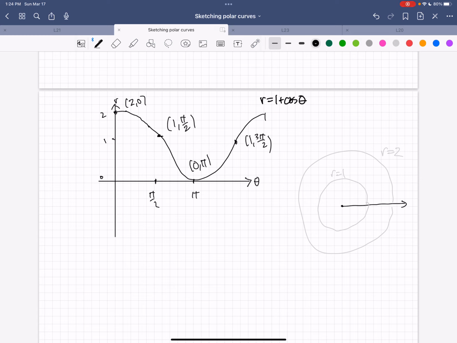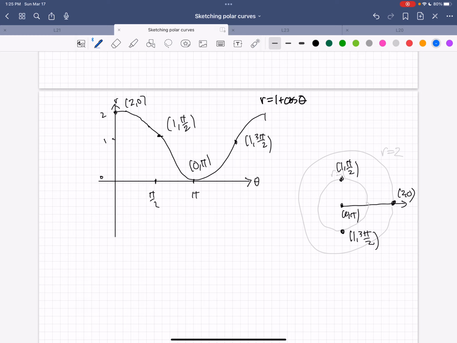So we got that 2, 0. Then at pi over 2, we've got 1, pi over 2. Then we have 0, pi. And then we've got 1, 3 pi over 2. Now let's choose some more angles in between just to guide us in the sketch.